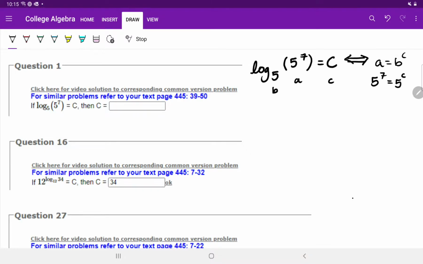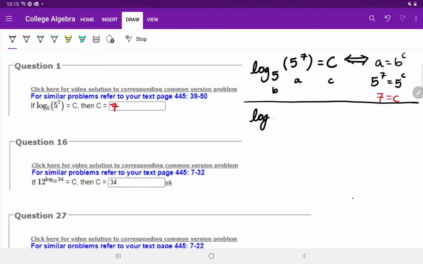5 to the c. Well, this goes back to our first rule that we talked about. If you have two bases taken to two different exponents and they're equal to each other, 5 to the 7th is equal to 5 to the c, well, 7 and c have to be equal to each other. So we end up with 7 equals c. So c is just 7 here.